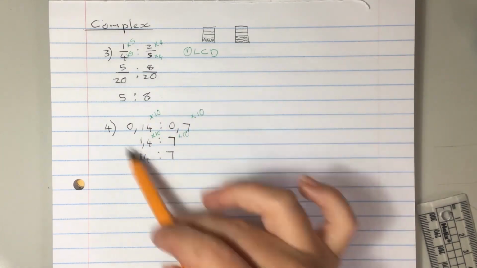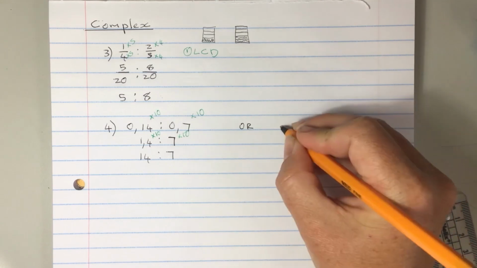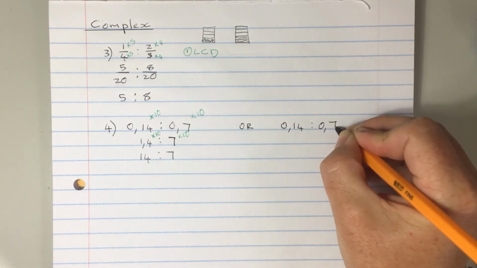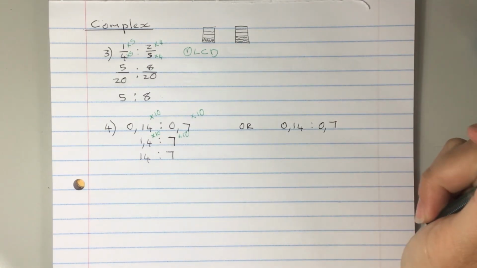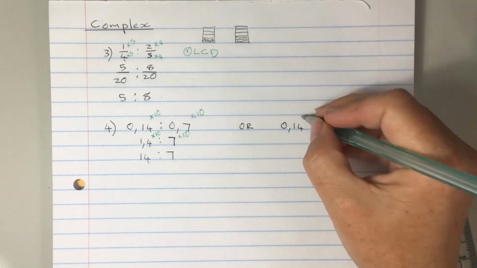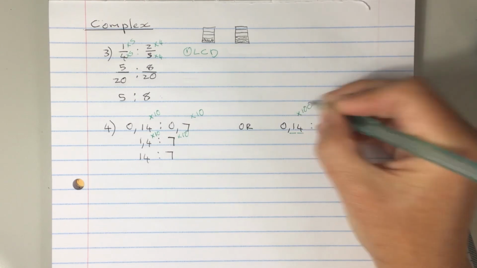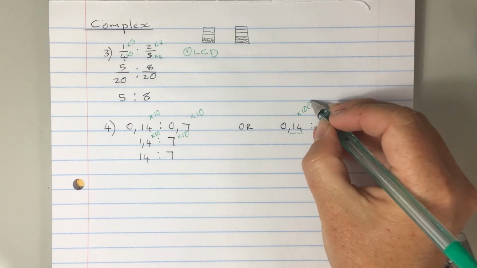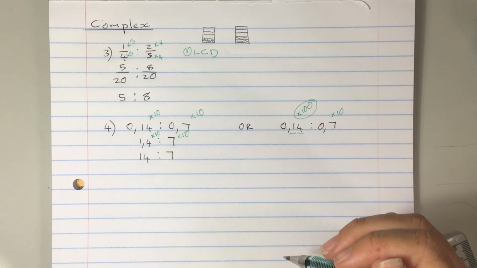So hopefully, while seeing me do that example, you found a little shortcut. So 0,14 to 0,7. When I look at my two ratios, this one only needs to be multiplied by 10 to become a whole number. This one has 2 decimal places, so it needs to be multiplied by 100 to become a whole number. So I'm going to go with the bigger amount so that I can immediately get out of my decimal.